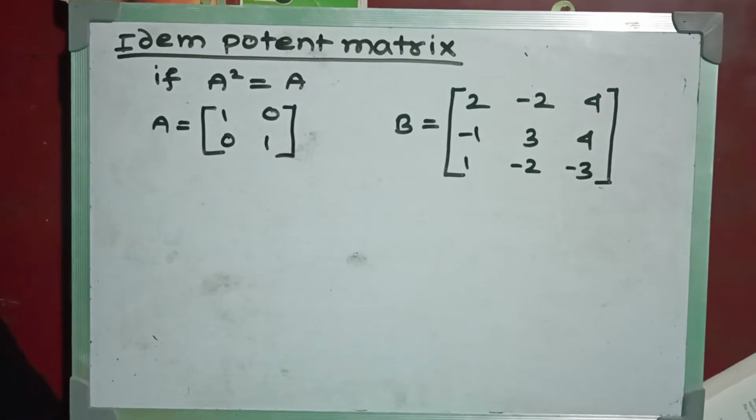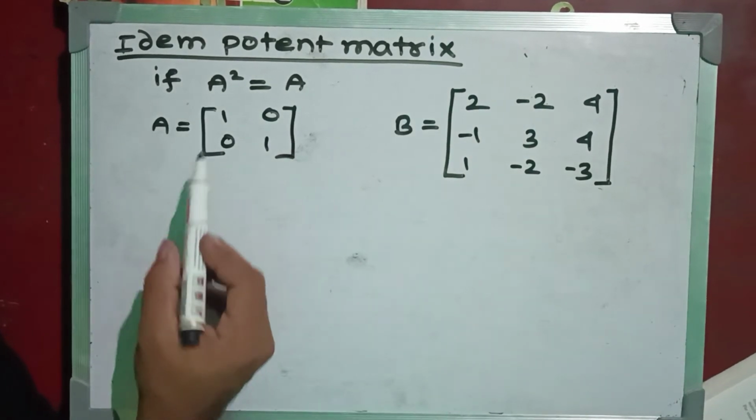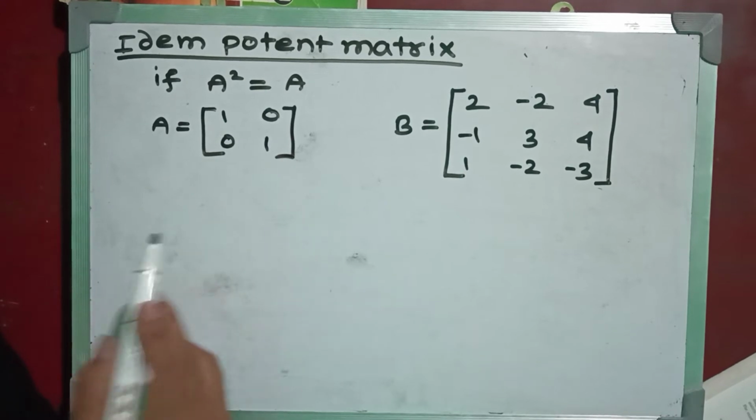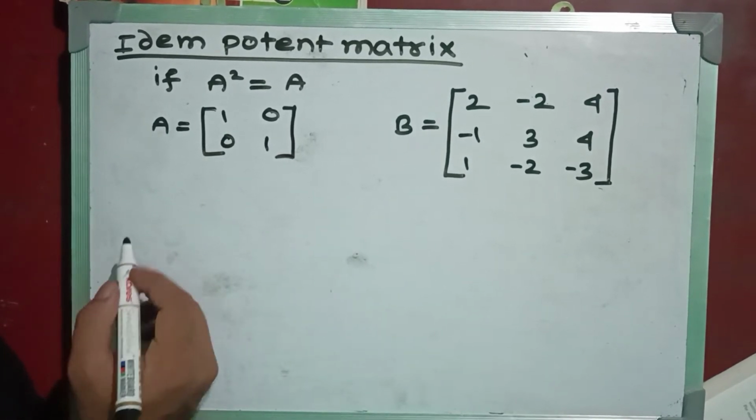Now I will be discussing idempotent matrix. What is an idempotent matrix? If we multiply A with itself, it will become A square. If the result of A square is equal to A, then it's called an idempotent matrix.